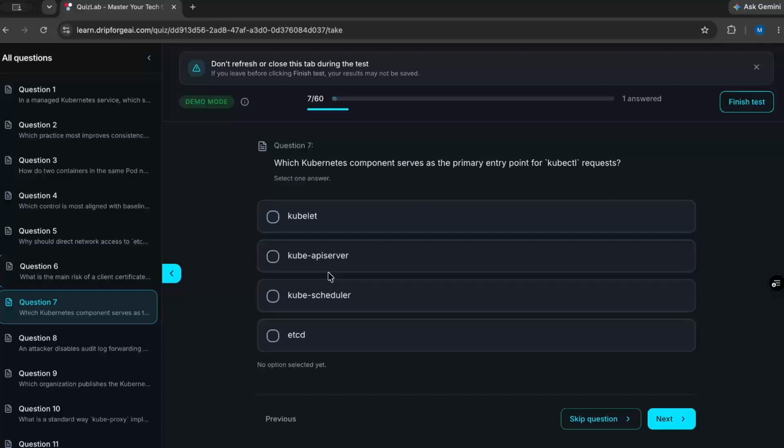Kube API server is a good one because it could serve as the primary entry point. I have to say it this way so that it's as if we are in the exam together, so you understand the question and how to choose the best answers. The next one is kube scheduler. What does a scheduler do? The scheduler is only responsible for scheduling of pods.